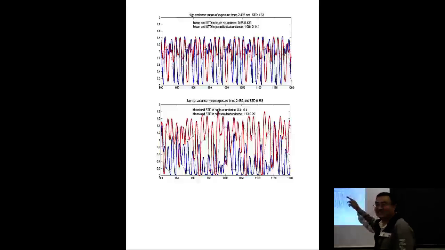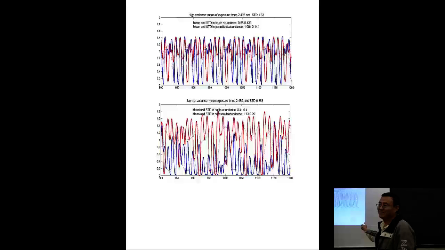And actually, in the high variance, the solution is basically just a periodic solution with a short time period. And the solution in the normal variance is also periodic, but with really no fixed period. But here, we still say the solution is more stable. It's stabler in high variance than in low variance.